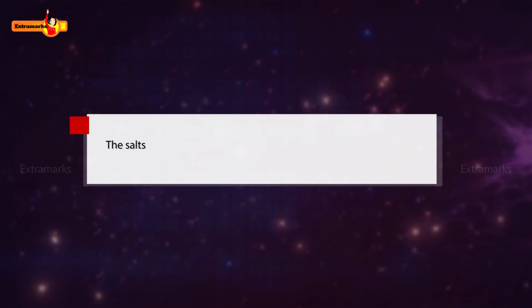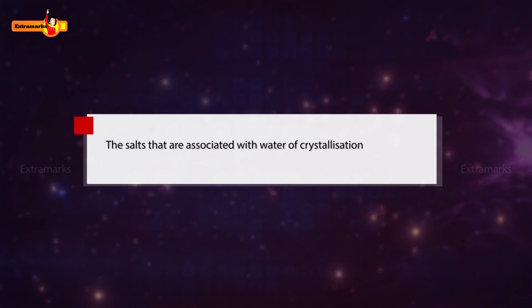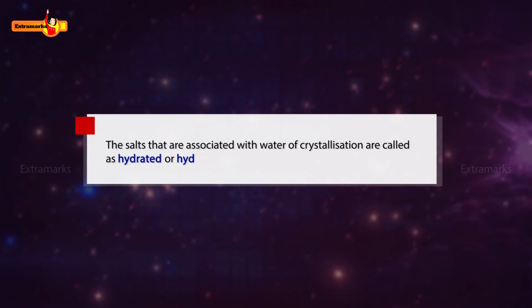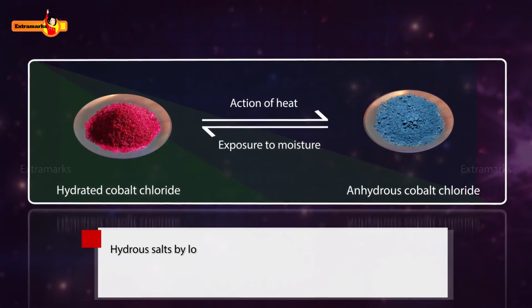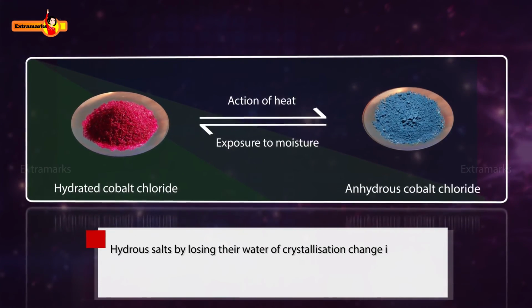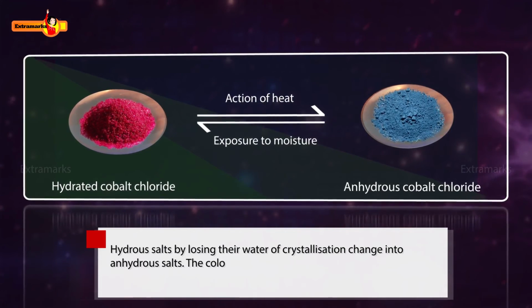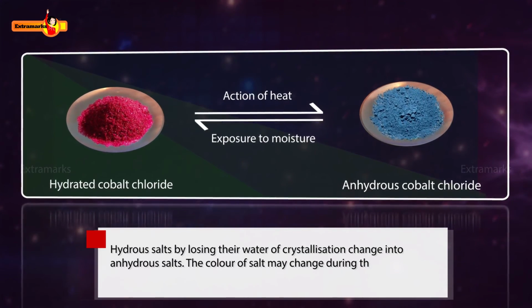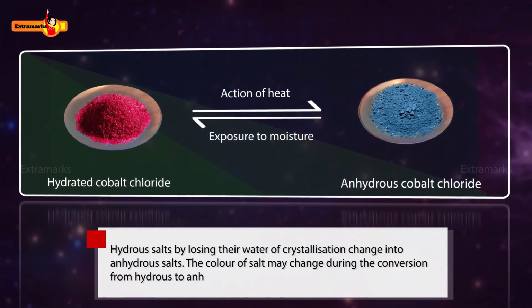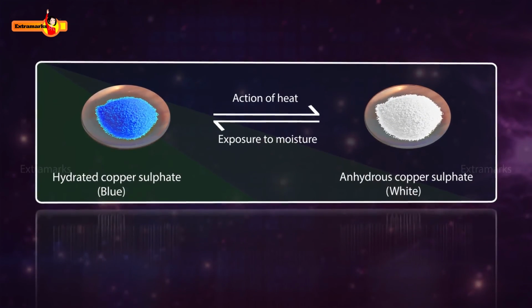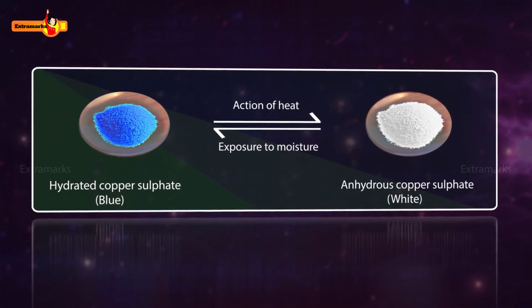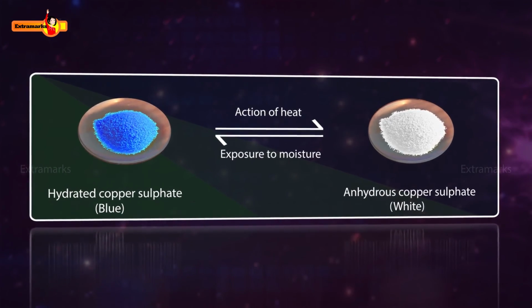The salts that are associated with water of crystallization are called hydrated or hydrous salts. Hydrous salts, by losing their water of crystallization, change into anhydrous salts. The color of salt may change during the conversion from hydrous to anhydrous form. It means that hydrated and anhydrous forms of a salt are interconvertible.